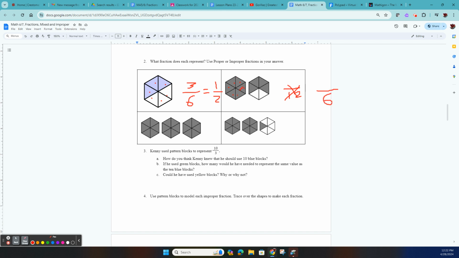Your numerator is how many are shaded in. So 6, 7, 8, 9, 10. 10 sixths is my improper fraction here.